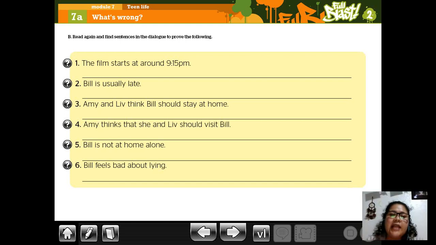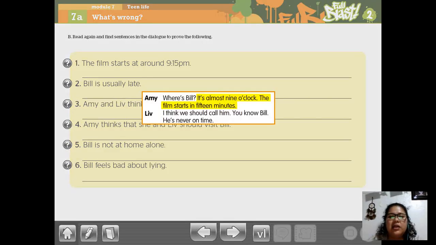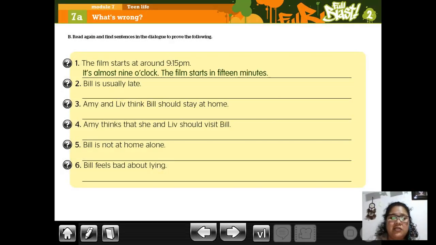For example, number 1, the film starts at around 9:15 p.m. If we go back to the text, we can find it there. Where is Bill? It's almost 9 o'clock. The film starts in 15 minutes. Si son las 9 en punto, la película empezará en 15 minutos, quiere decir que inicia exactamente a las 9:15. Okay? So it's almost 9 o'clock. The film starts in 15 minutes. That would be the answer. No necesitan escribir la respuesta, solamente con que la encuentren, la subrayen y la numeren.